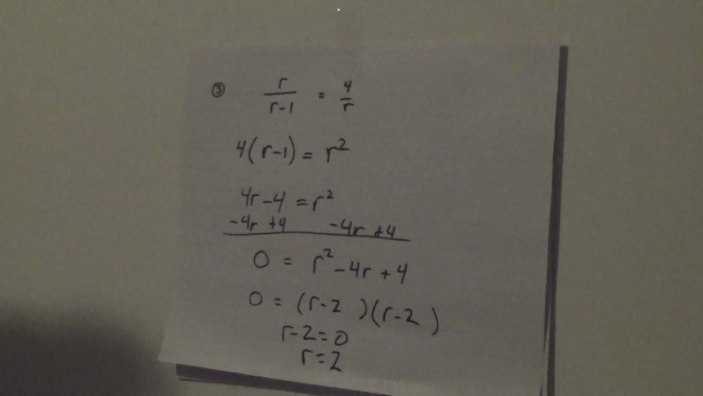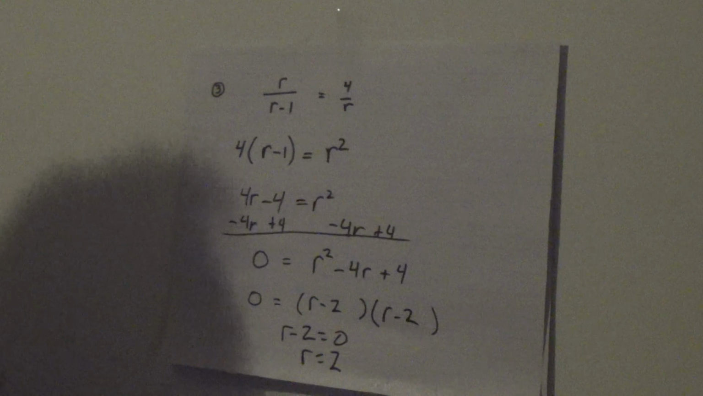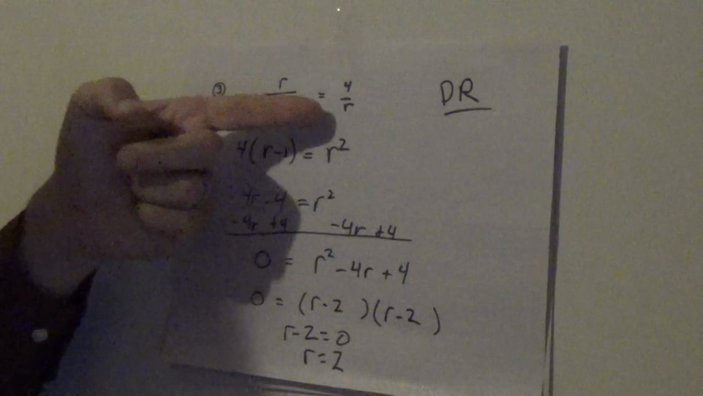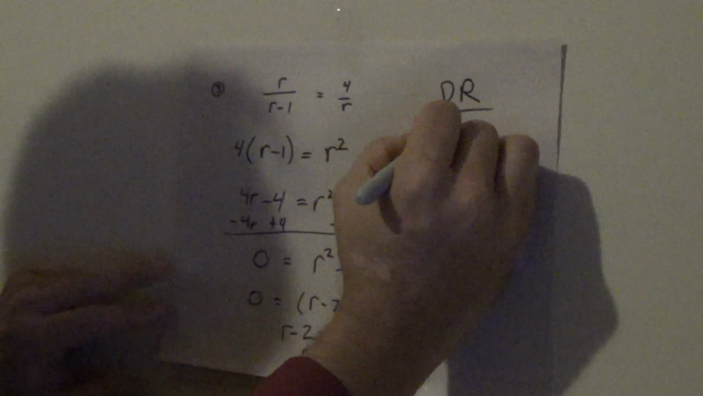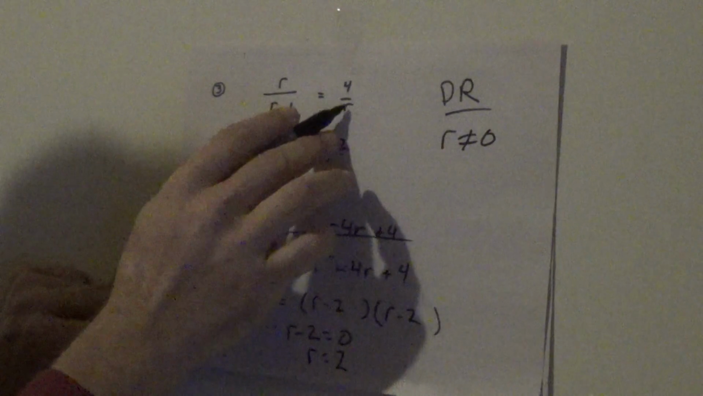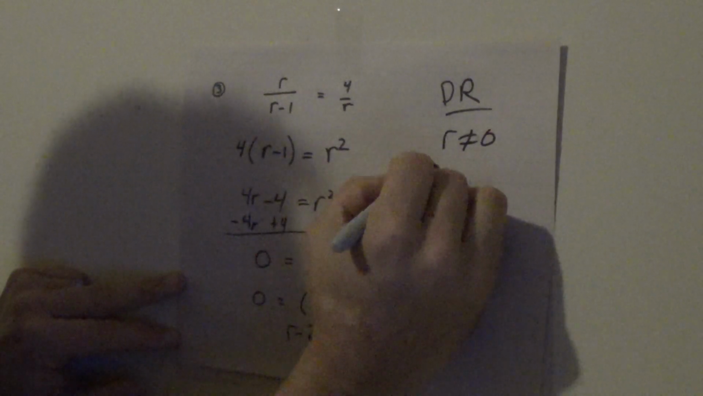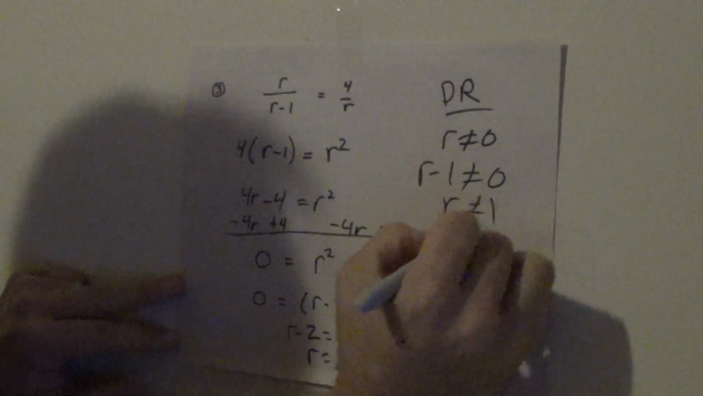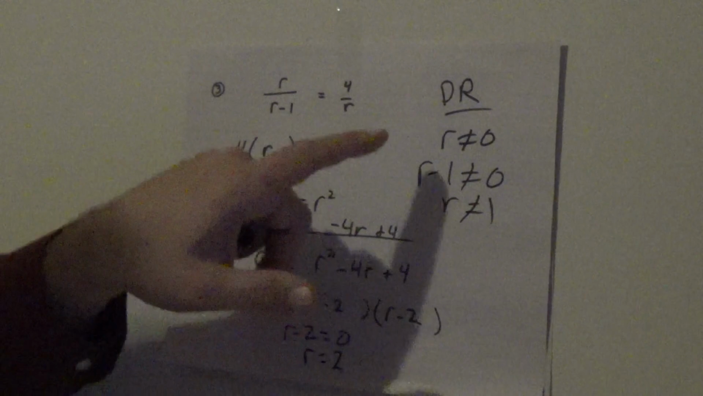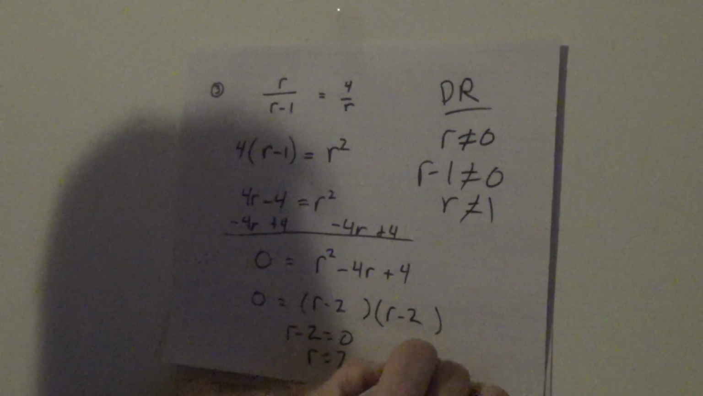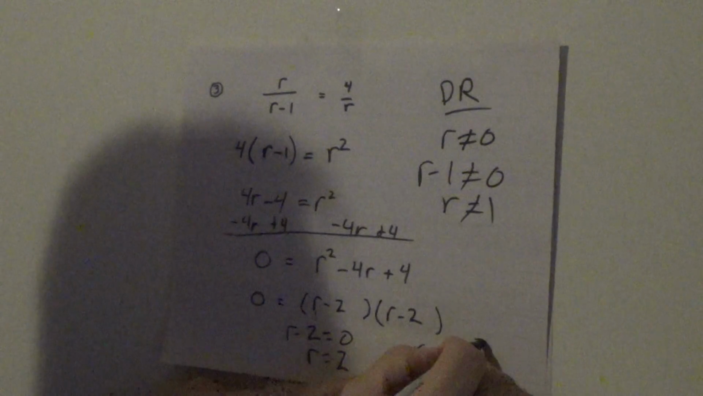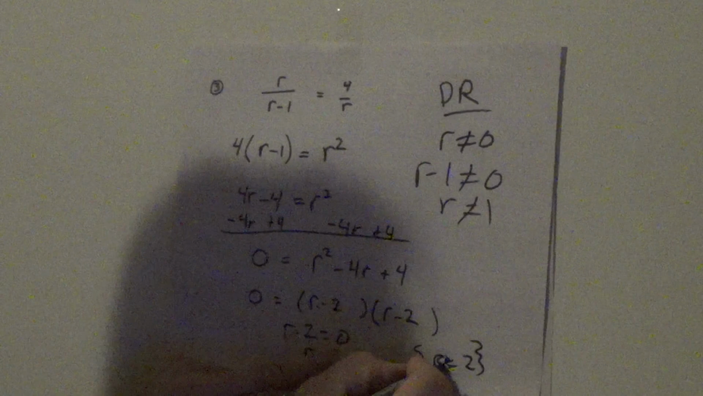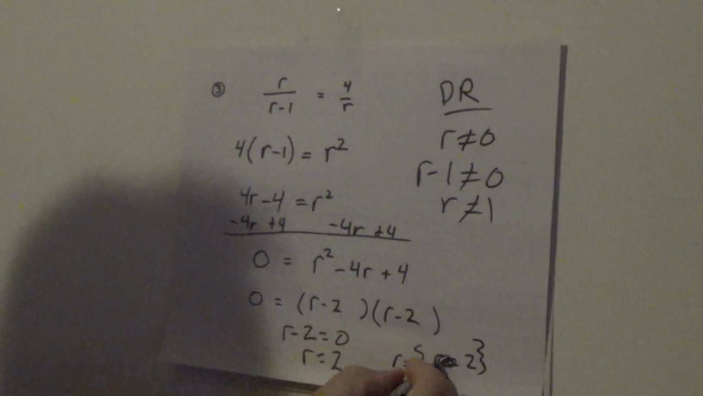I need to check again for domain restrictions. Is that an allowable answer? To check for domain restrictions, we just set the denominator and say it cannot equal 0. So r cannot equal 0, that's this denominator. And r minus 1 cannot equal 0, which means r cannot equal 1. Since 2 is not restricted, we can go ahead and say our answer is r equals 2. I suppose more correctly, we should have the r equals outside there and then the 2 inside.